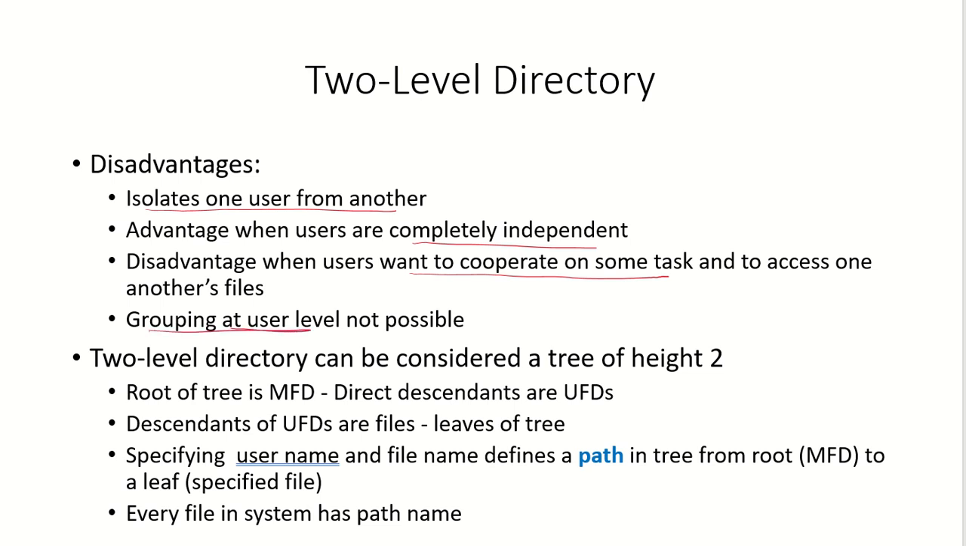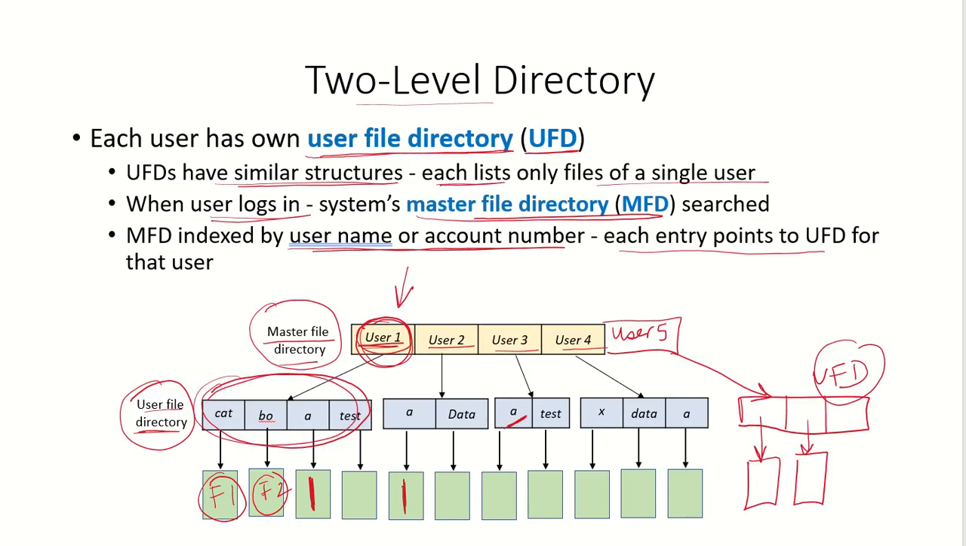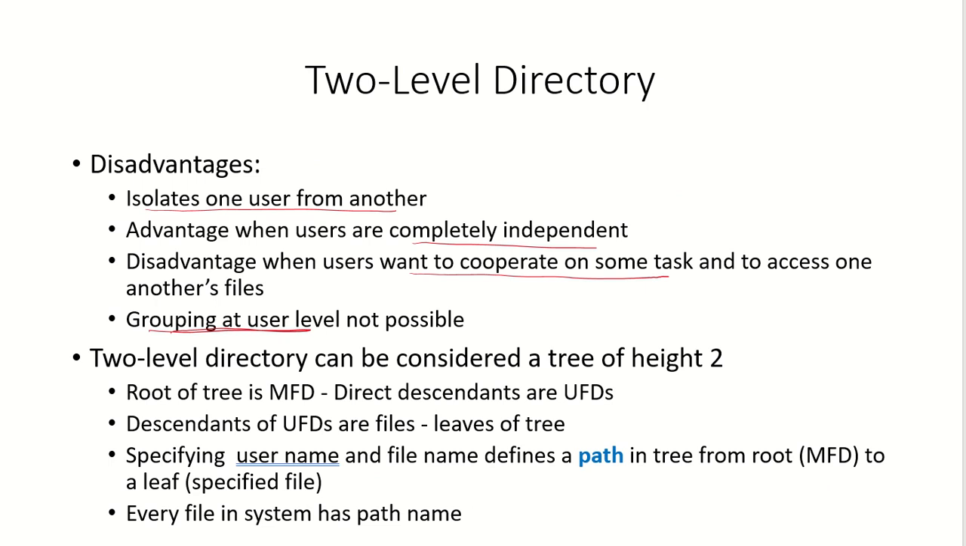Also, grouping at user level is not possible. Within this one single UFD, grouping again is not possible because this is a two-level directory. At the first level is MFD, at the second level is UFD. Now this cannot be further created into subdirectories. So the two-level directory can also be considered as a tree of height 2.